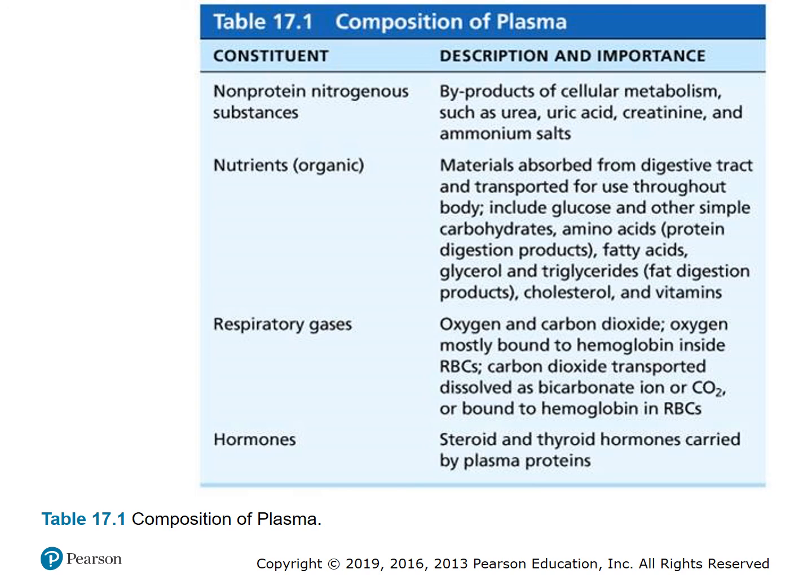And of course, then there's the respiratory gases, like oxygen and carbon dioxide. We learned in the last chapter that oxygen is mostly bound to hemoglobin inside red blood cells, whereas carbon dioxide is transported dissolved as bicarbonate ion or CO2 or bound to hemoglobin in red blood cells. And then there's also hormones like steroid hormones, for example, estrogen, progesterone, testosterone, and thyroid hormones that are carried by plasma proteins.